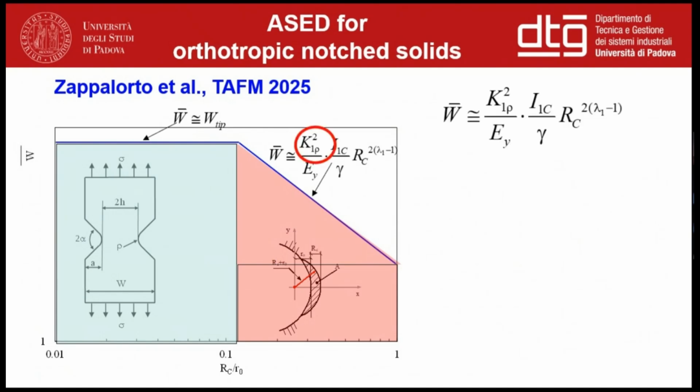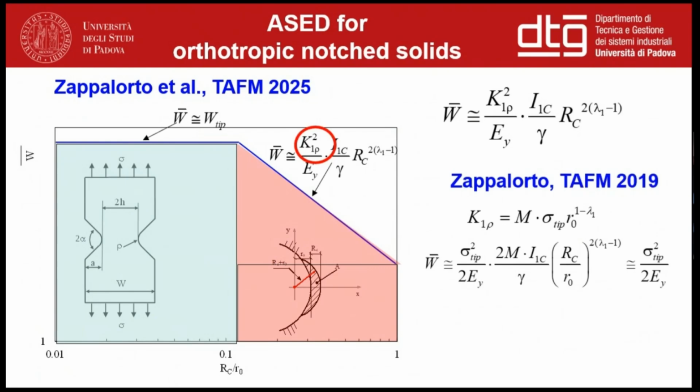Starting from this equation, which depends on this parameter, which is the generalized stress intensity factor, calculated for the reduced notch, we can substitute this expression for this parameter, which can be calculated as a function of the maximum tip stress. And we can calculate analytically this point, which is the intersection of these two asymptotes. This can be calculated in closed form, this particular value, and it depends on the elastic properties of the material as well as the notch opening angle.